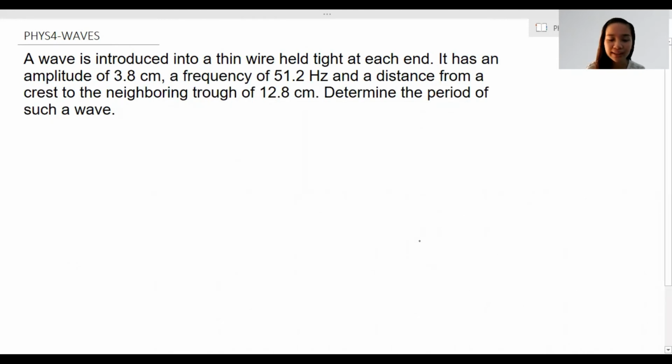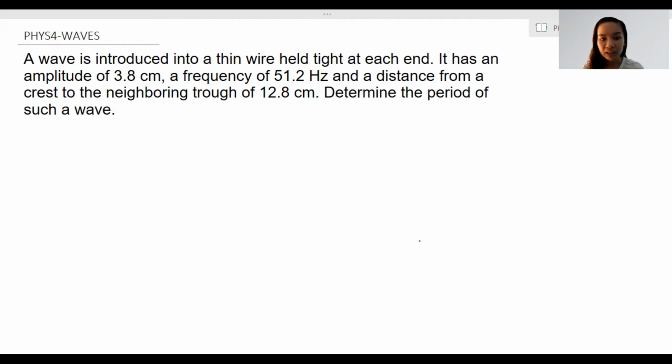Okay, so for our third example, we have here a wave introduced into a thin wire held tight at each end. It has an amplitude of 3.8 centimeters, a frequency of 51.2 hertz, and a distance from a crest to the neighboring trough of 12.8 centimeters. Now determine the period of such a wave. So what we would like to find out in this problem is the period of the wave. But we are given the amplitude, the frequency, and a distance from a crest to the neighboring trough.